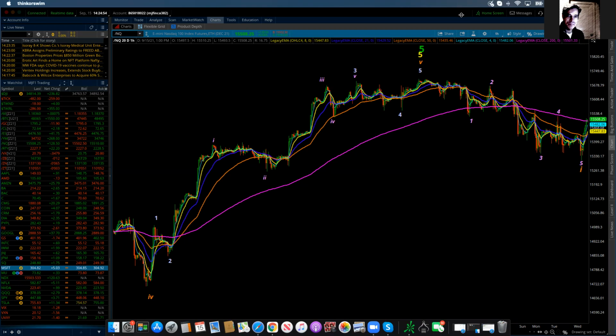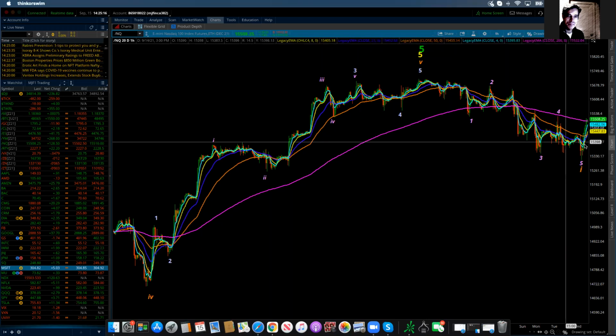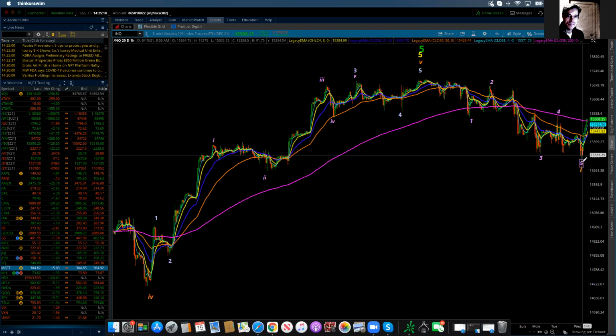The market did initially continue to decline this morning, and it reached a low at 15,307.75, and then lurched off of that level and rallied basically for the balance of the day. Now, I initially have put this together as that we completed minute wave 5 and then minor wave 1.